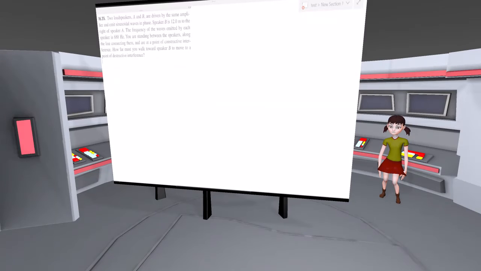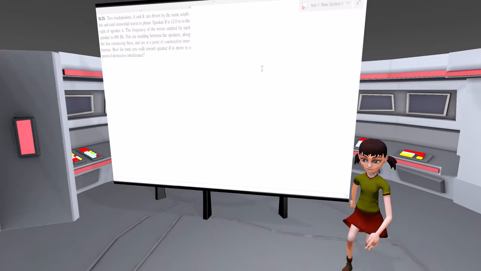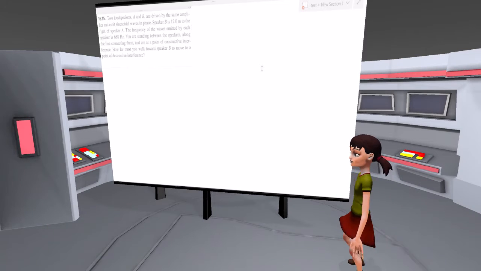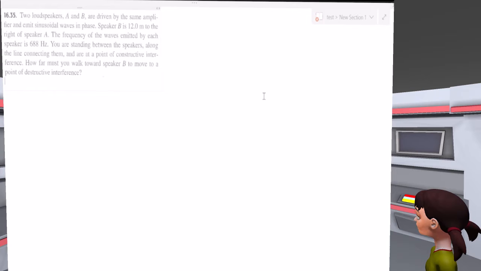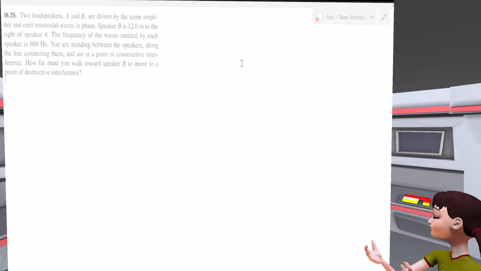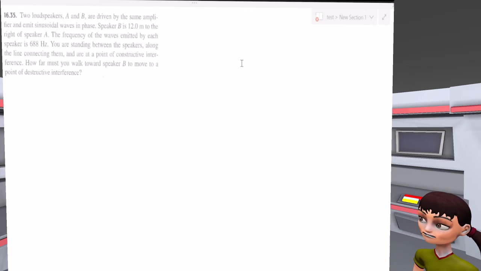We want to look at this problem, 16.35, in Dr. Dujic's Physics 3 class. Two loudspeakers, A and B, are driven by the same amplifier and emit sinusoidal waves in phase. Speaker B is 12 meters to the right of speaker A. The frequency of the waves emitted by each speaker is given, the same. You are standing between the speakers along the line connecting them, and are at a point of constructive interference. How far must you walk towards speaker B to move to a point of destructive interference?